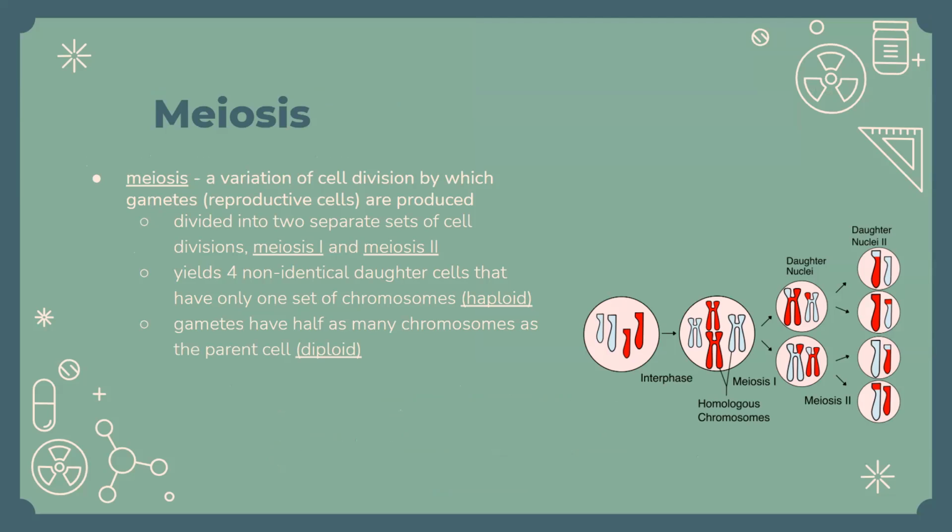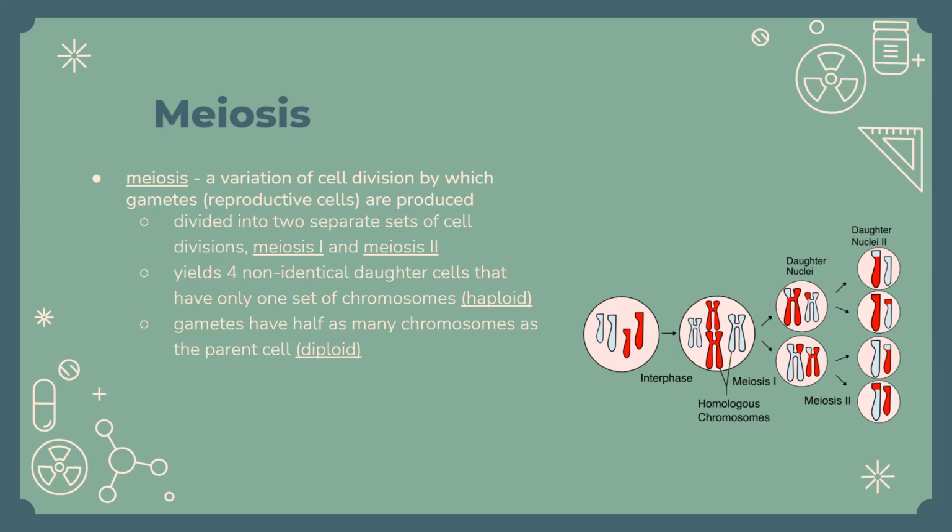Okay, so that was a brief lecture on mitosis. And now we'll go into meiosis, which is a variation of cell division by which gametes, or reproductive cells, are produced. Meiosis is divided into two separate sets of cell divisions. The first one is Meiosis I, and the second one is Meiosis II. By the end of the process, you'll have 4 non-identical daughter cells that each have only one set of chromosomes. We call these cells haploid cells, which refers to having half the number of chromosomes as the parent cell.